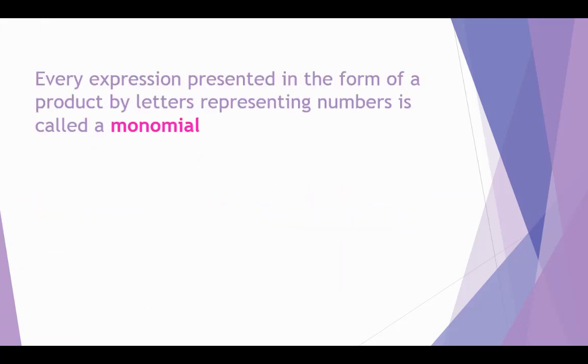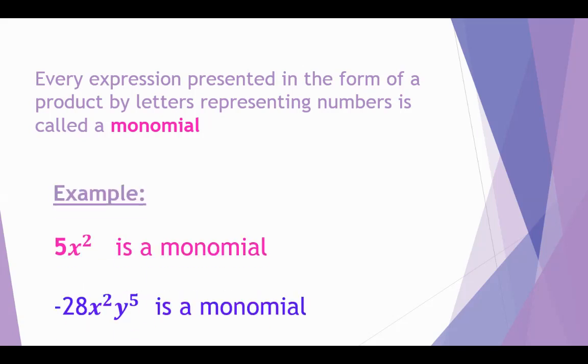Every expression presented in the form of a product by letters representing numbers is called a monomial. Example: 5x² is a monomial. -28x²y⁵ is a monomial.